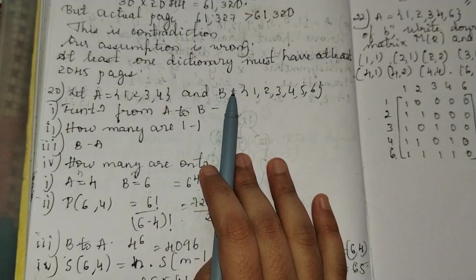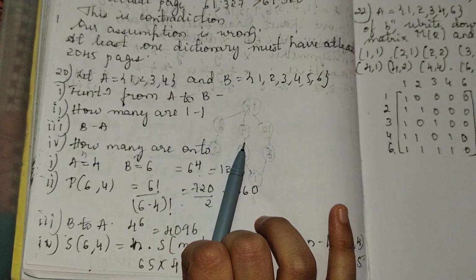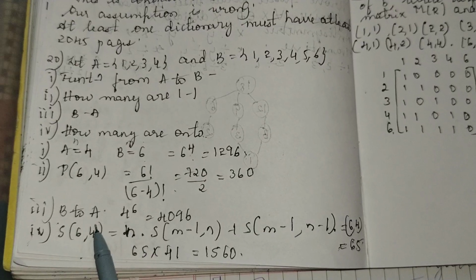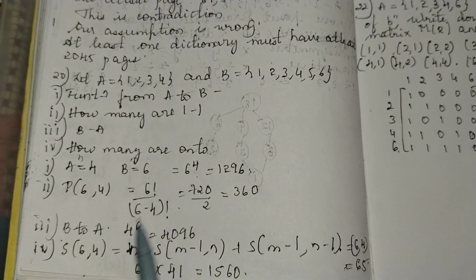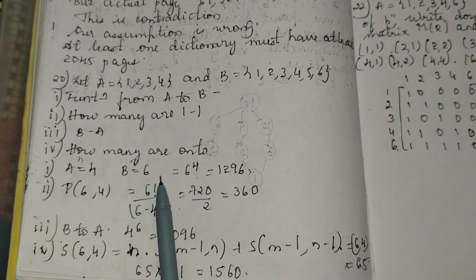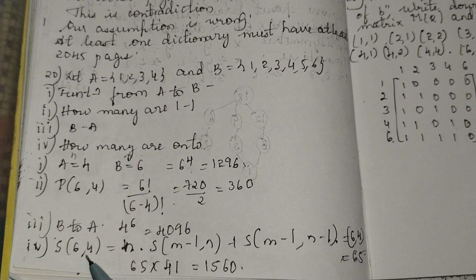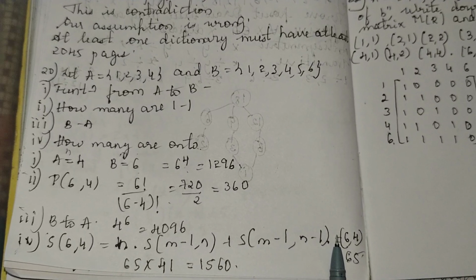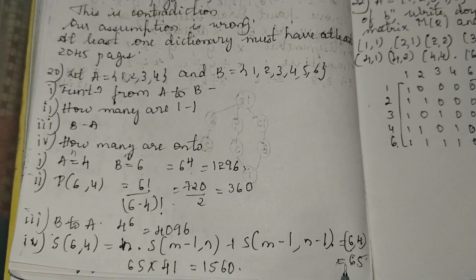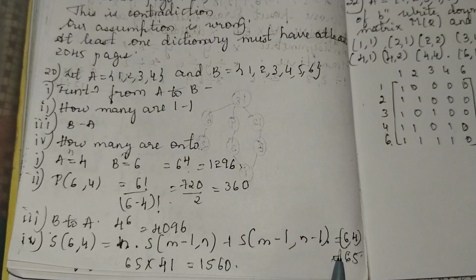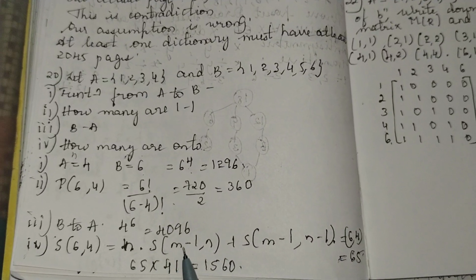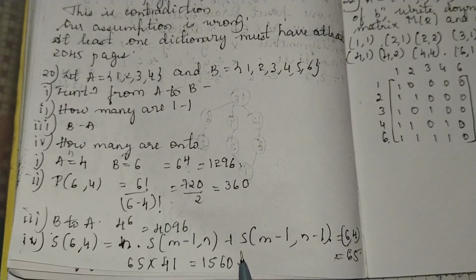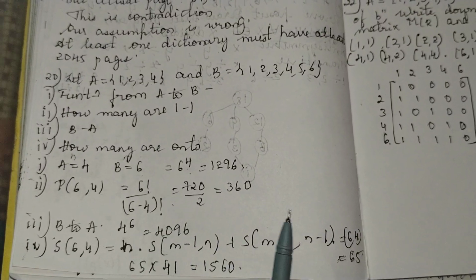Then one more important one, how many are onto. To find onto functions we have this S value. Now you already know 6 comma 4. How 6 comma 4? The A value and B value. Write it as it is. Then this is the formula. Once you compute the value of this, you will get 65. Then 65 should be multiplied with 41 to get this answer. Why 41? You have to take nCr.